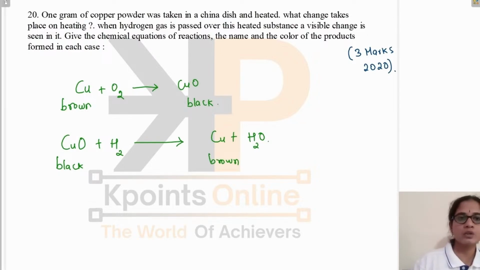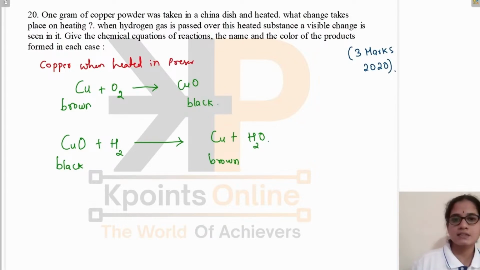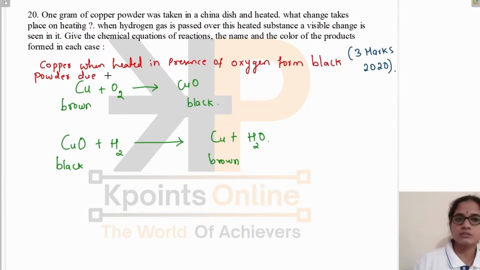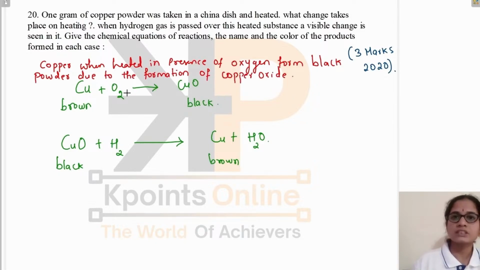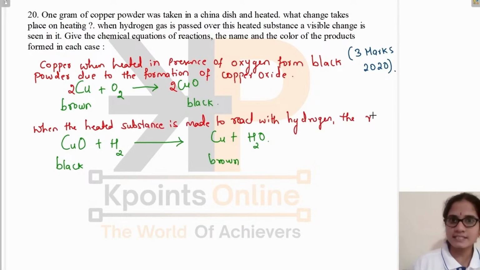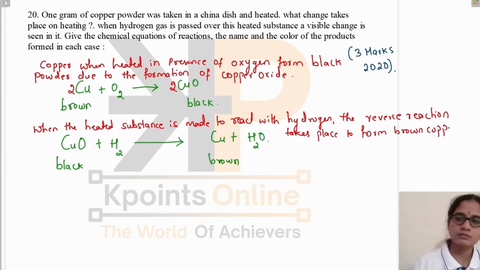What you need to write now? Copper when heated in presence of oxygen forms black powder due to the formation of copper oxide. Okay, this is the reaction. Balance it. Again, what happens when the heated substance is made to react with hydrogen? The reverse reaction takes place to form brown copper.